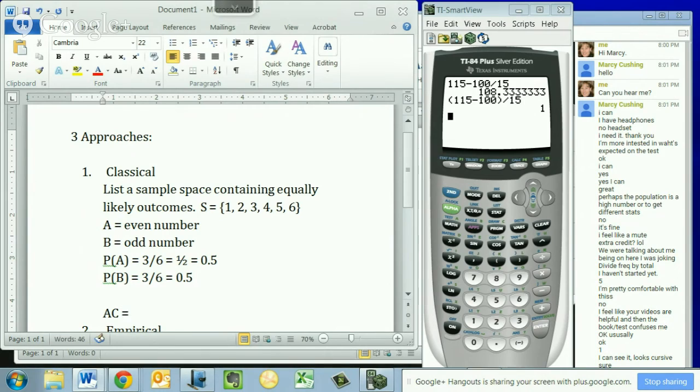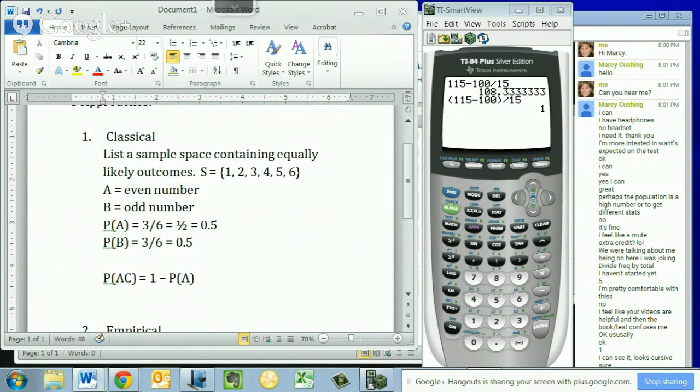A complement equals 1 minus... So the probability of a complement. What's the probability, for example, that you don't get an even number? So A complement would be the event that you don't get an even number. That's 1 minus the probability that you do get an even number.